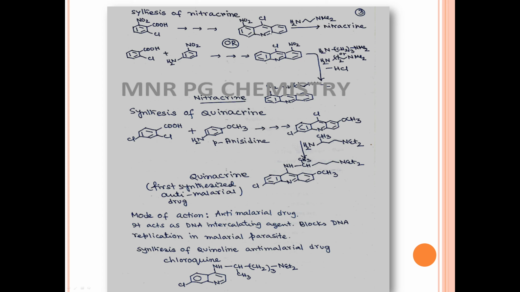Now the Cl will go, and we have to bring the suitable side chain, that is NH2CH2CH2NMe2, the reagent which will undergo the combination with this acridine molecule. The Cl will go, and we will land up in the nitrocrine.